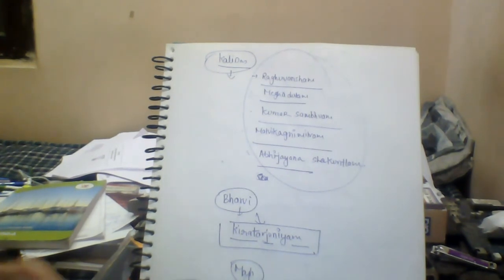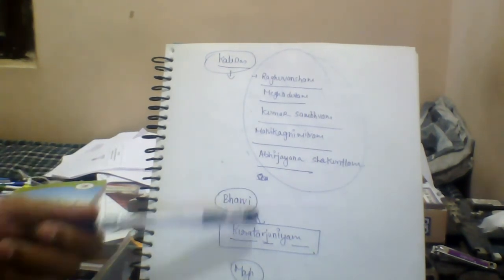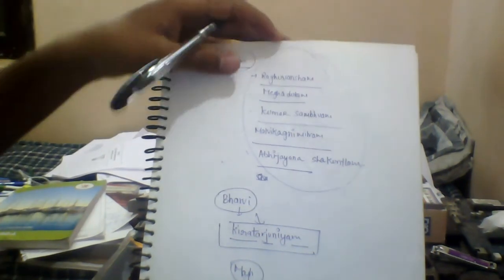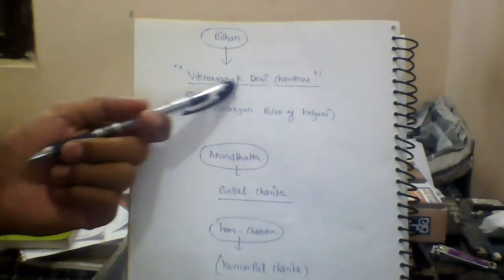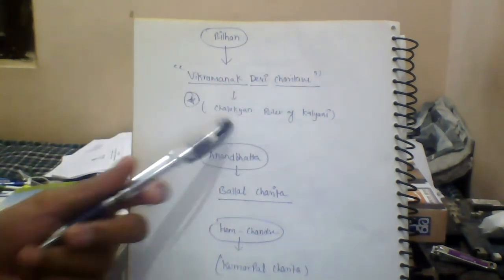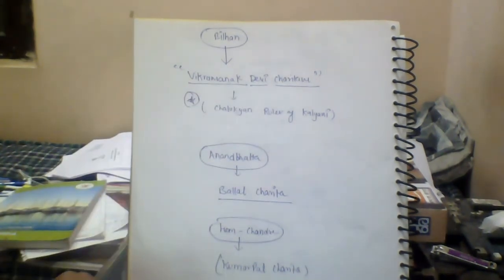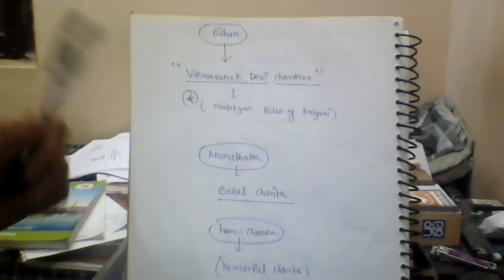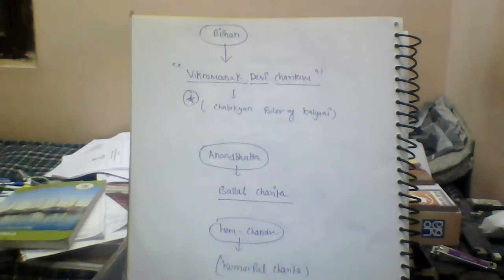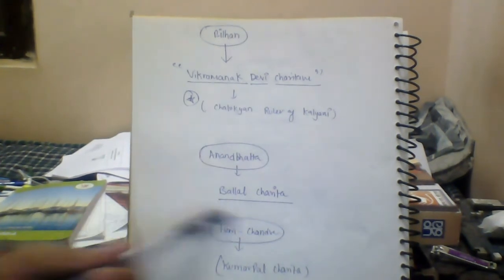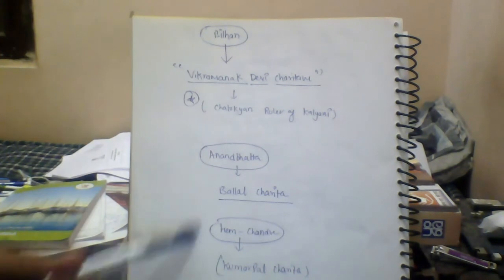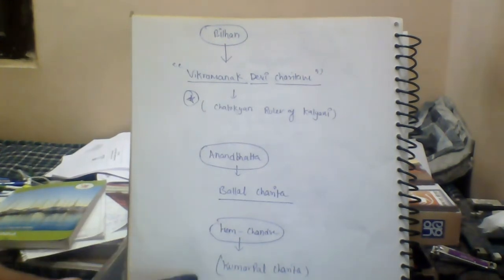And there were other authors like Bharavi, who wrote Kirata Arjunayam, and other authors who wrote different kinds of books. For example, Bilhan wrote Vikramankadeva Charitram. It was on the Chalukyan ruler of Kalyani. You have to also understand this. These are the kind of things where you don't have any option, you have to mug it up. Then there is Ananda Bhatta, who wrote Ballal Charitra. Then there is Hemachandra, who wrote Kumarapala Charitra.